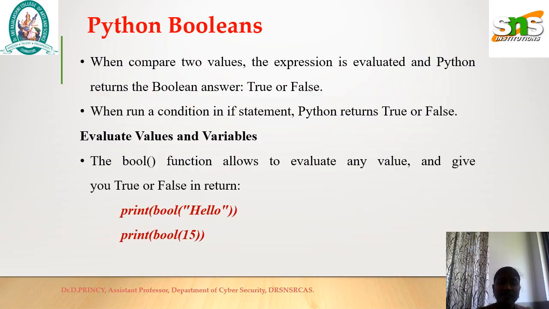Python boolean. When we compare values, it returns either true or false. So for that purpose, we can use the Python boolean data type. The expression is evaluated and Python returns the boolean answer. When we run a condition in an if statement, Python returns true or false. To evaluate values and variables, we can use the bool function to check whether the value is true or false. For example, print of bool of hello, print of bool of 15. If a value is given, it returns true. If it is empty, it returns false.